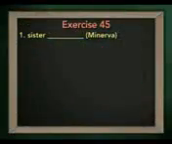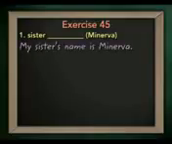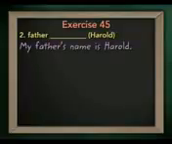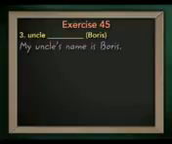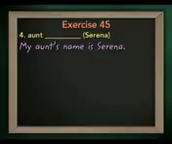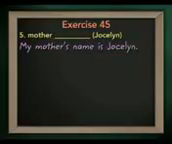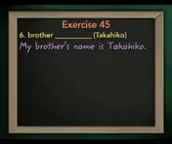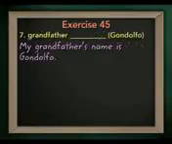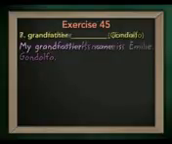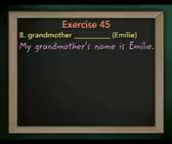All right, let's review that family exercise. Here we go. You saw sister, and you wrote the sentence with the possessive, my sister's name is Minerva. Father, my father's name is Harold. Uncle, my uncle's name is Boris. My aunt's name is Serena. My mother's name is Jocelyn. And my brother's name is Takahiko. My grandfather's name is Gondolfo. And my grandmother's name is Emily. All right? That's fine. Very good.